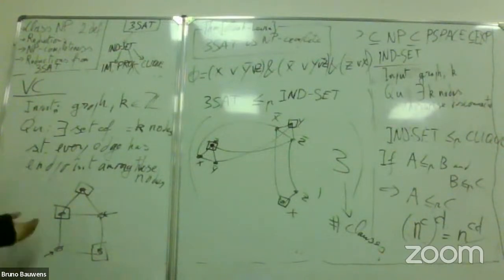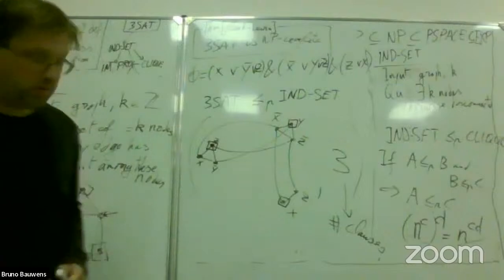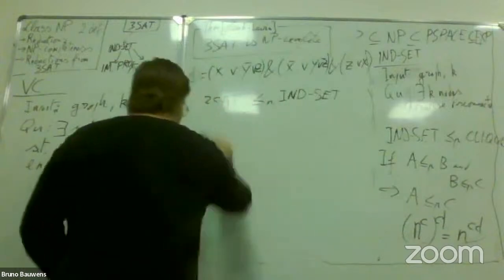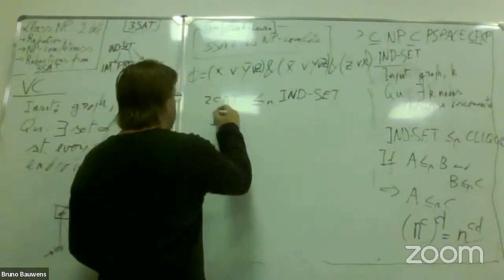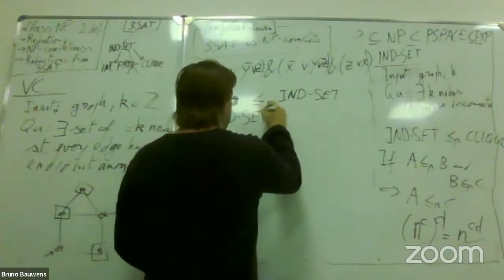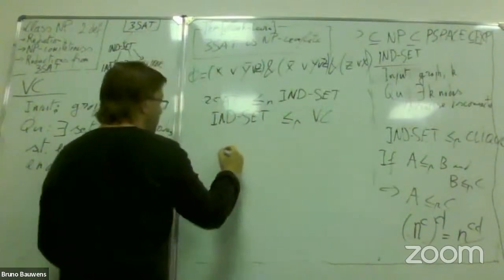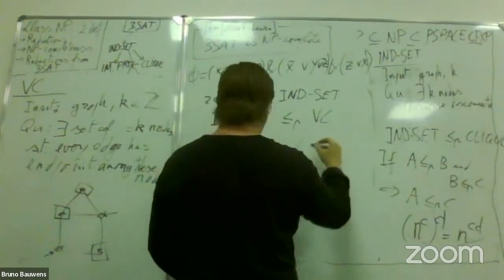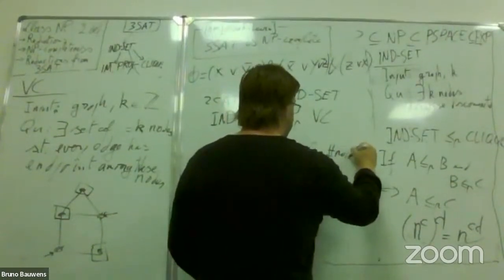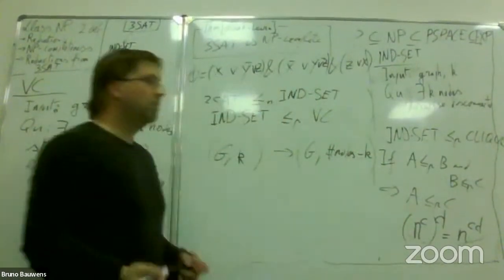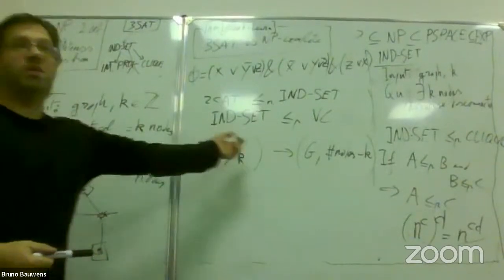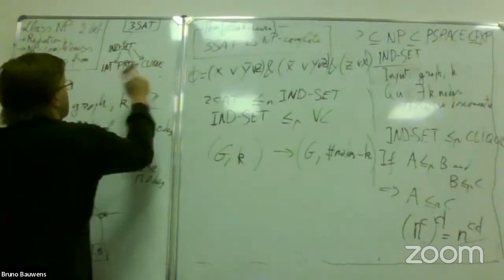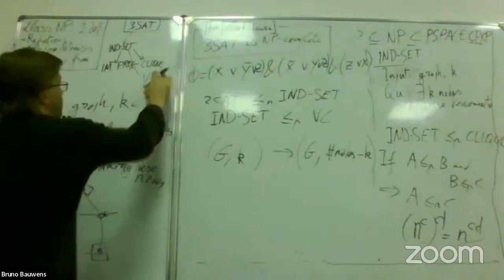And so the reduction is very clear. It's a really easy reduction. Independent set reduces to vertex cover, and so (G, k) goes to (G, number of nodes minus k). That's the reduction. The reduction also goes vice versa, but we don't need it. And so now we have proven that independent set reduces to vertex cover.